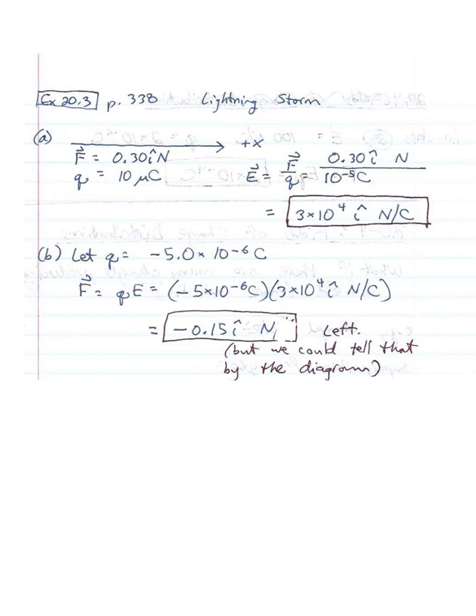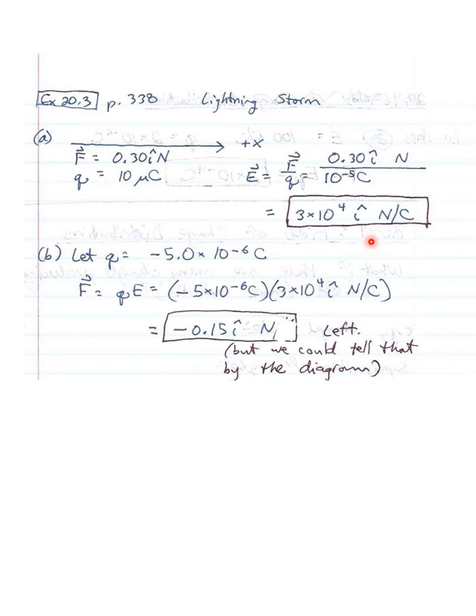The electric field vector is the force divided by q. So we have the force of 0.30 i hat newtons. Notice I've written it out in vector form. Divided by the charge, 10 microcoulombs is 10 to the negative 5 coulombs. So we have 3 times 10 to the 4th i hat newtons per coulomb. That's the electric field, the magnitude and direction.